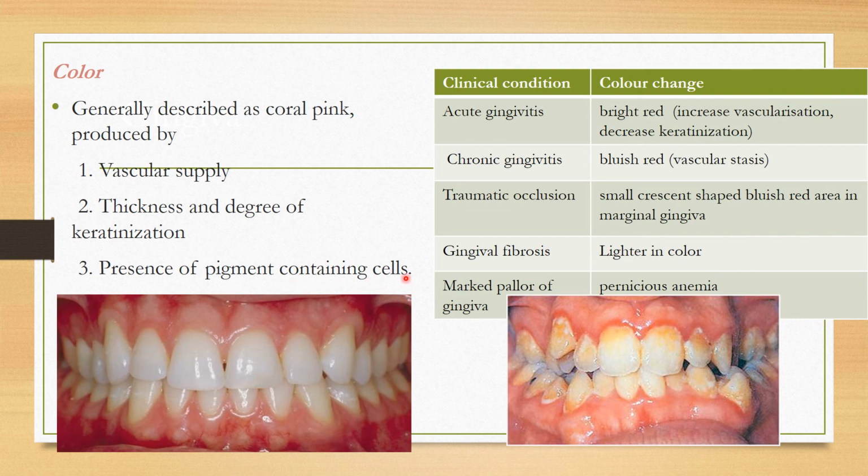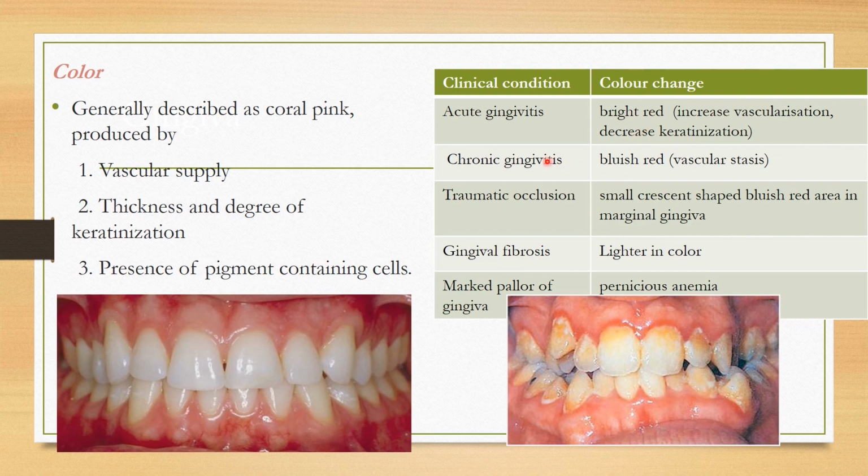So you can write down the normal as pinkish, and for different conditions the color can change. That is, acute gingivitis is bright red, chronic gingivitis is bluish red, and traumatic occlusion shows a small crescent shaped bluish red area in the margin of gingiva. Gingival fibrosis is lighter in color, with marked pallor of gingiva in pernicious anemia. For the pallor of gingiva you can write pale pink, and for inflamed conditions, bright red or reddish pink.